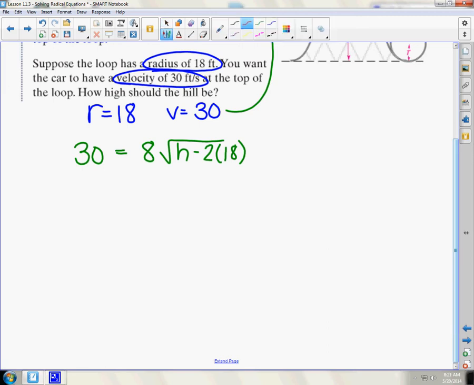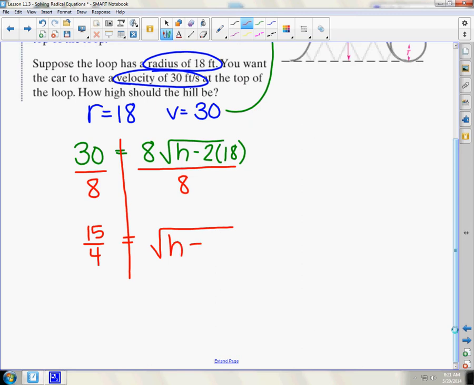Okay, so I am going to first divide both sides by 8. 30 divided by 8, that's a decimal, so let's just leave it as a fraction. 15 over 4 equals the square root of h minus, and then 2 times 18 is 36. So I'm going to square both sides because this is a square root, so I need to square both sides.